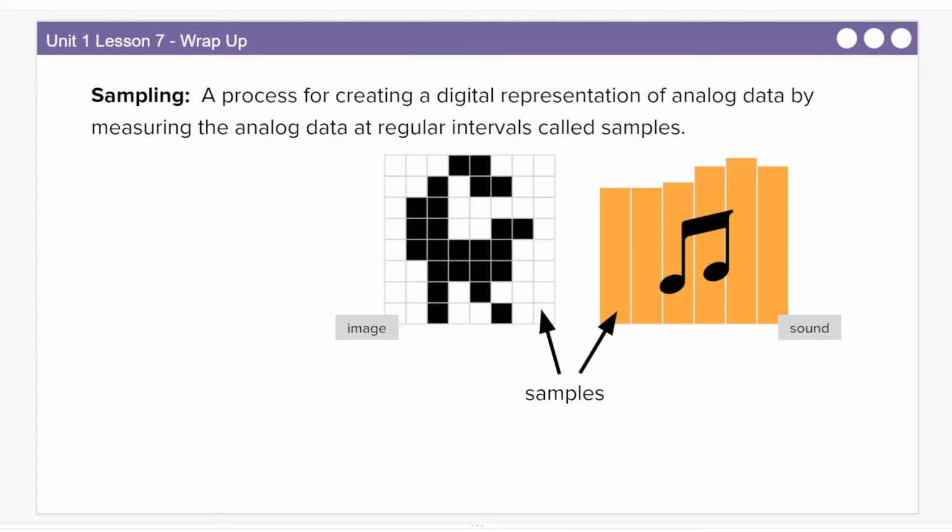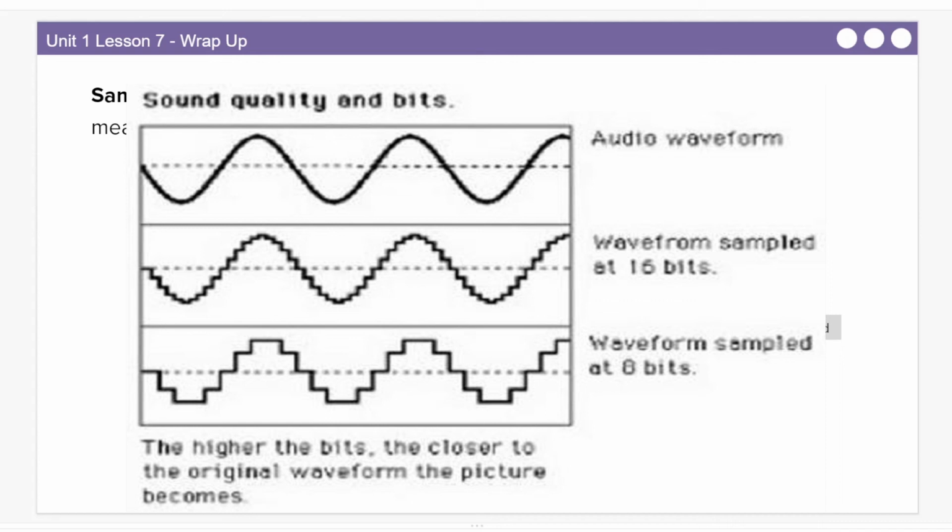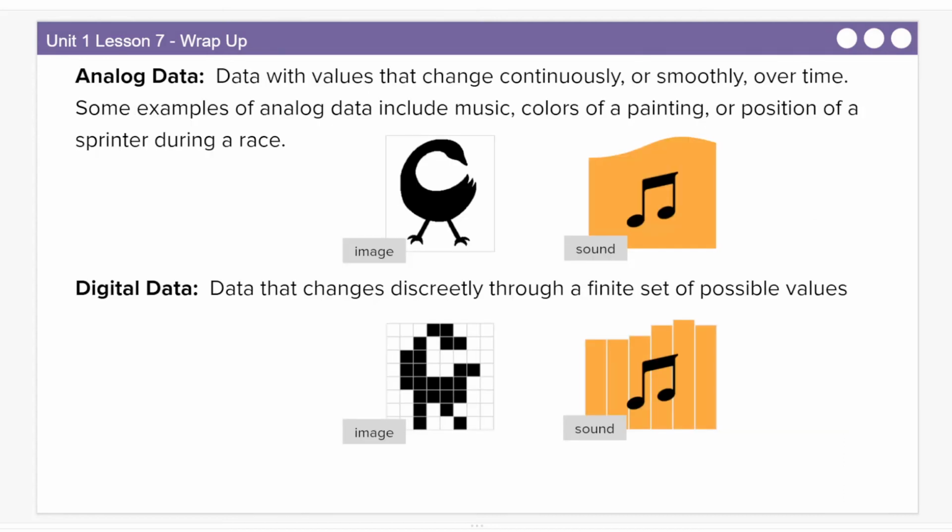Kids, don't think of this just in terms of images. We can also apply the same theory to sound. Sound is a wave, so the more we sample along that wave, the better resolution or clarity we would get.